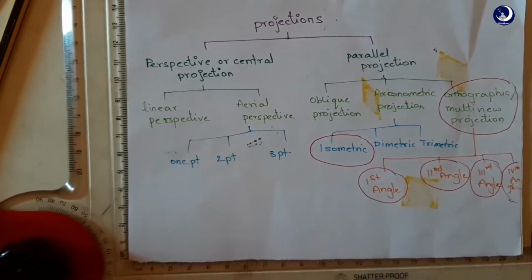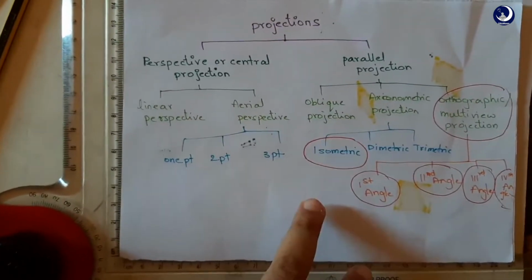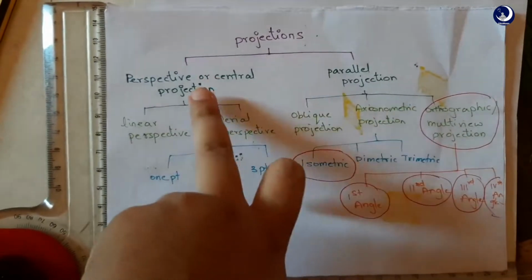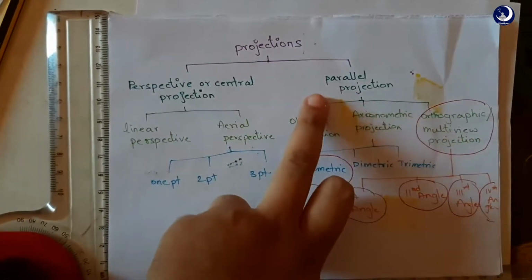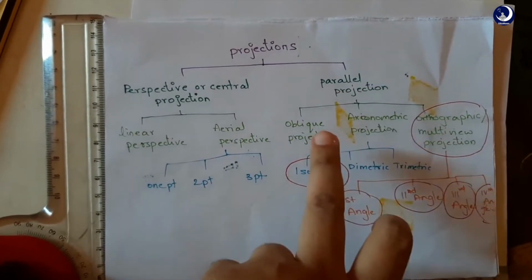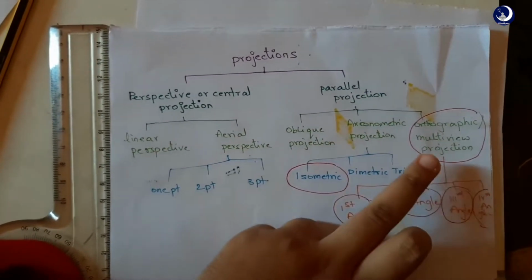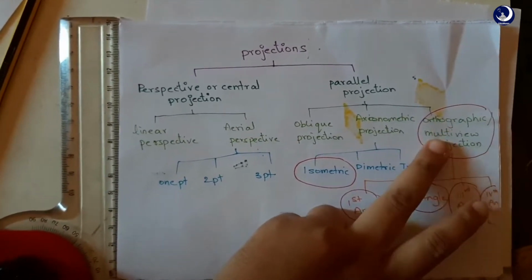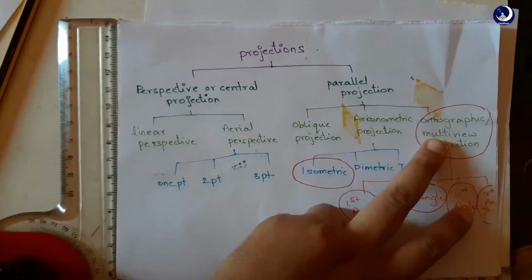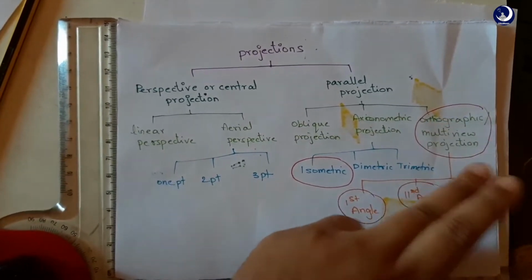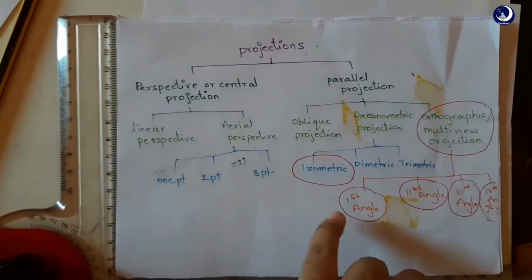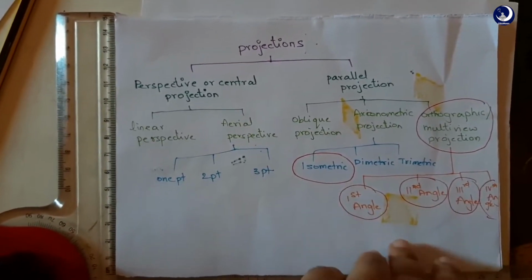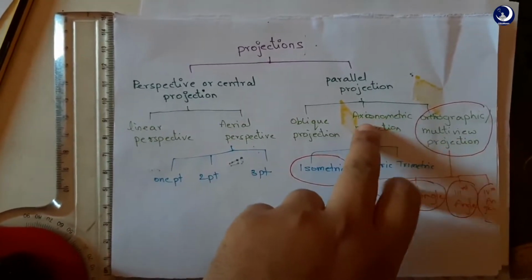Alright, so we have taken a look at this diagram before. As I said, projection is divided into perspective projection and parallel projection. In parallel projection we have oblique, axonometric and orthographic, and we have studied orthographic projections in these 8 units. So we took a look at orthographic projection of points, lines, planes, solids, sectioning of solids and development of solids. So now we're going to take a look at axonometric projections.